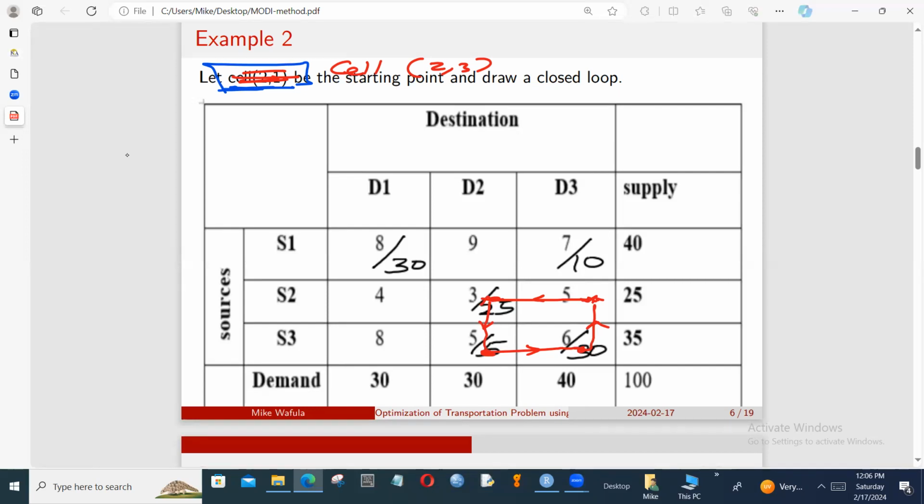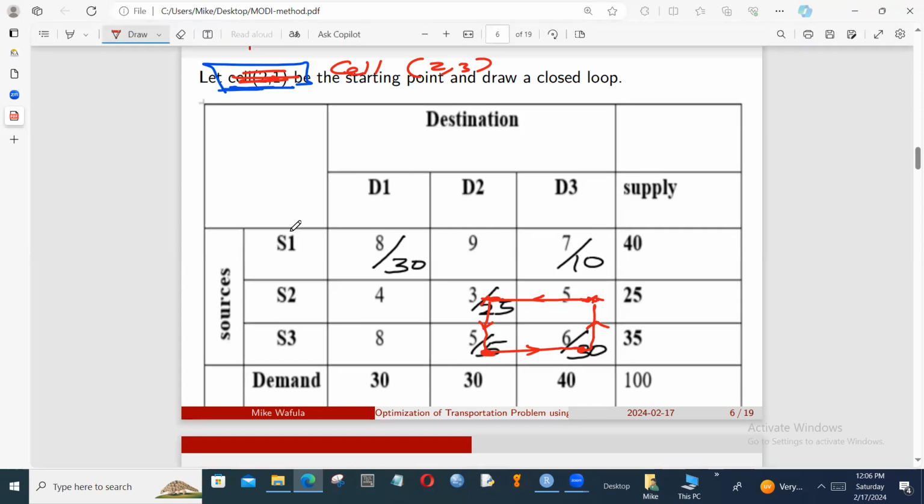Are we now okay with drawing closed loops from a cell that has no units allocated to it? So that we move on. Okay, Mwalimu, thank you. Your response is key. Otherwise, I'll interpret we are doing well.